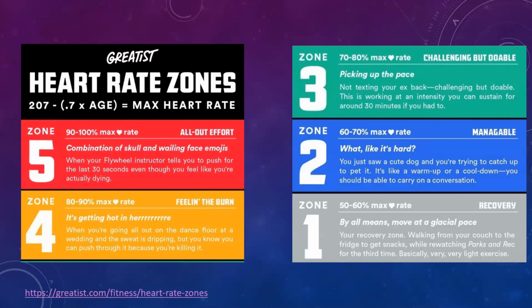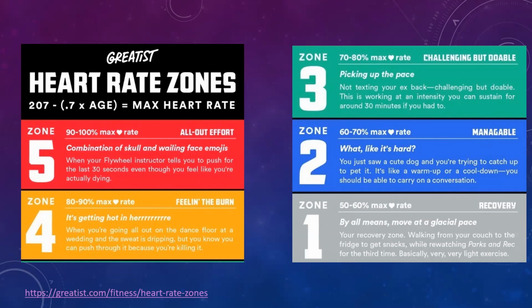Zone 2, it's hard, you saw a cute dog, it's a warm up or a cool down, that makes sense. Zone 3, picking up the pace, challenging but doable. Zone 4, getting hot in here. When you're working out on the dance floor at a wedding, sweat's dripping, you're working, but you're in control. And zone 5, combination of skull and wailing face emojis. The last few seconds of a spin class when you think you might fall off the bike, that sort of thing. I absolutely love these descriptions because really they're just examples of rating of perceived exertion.